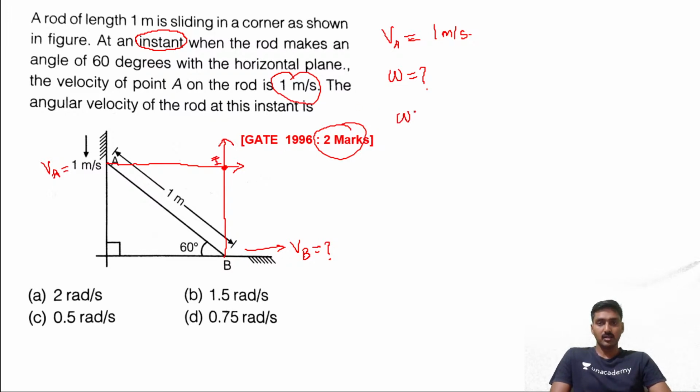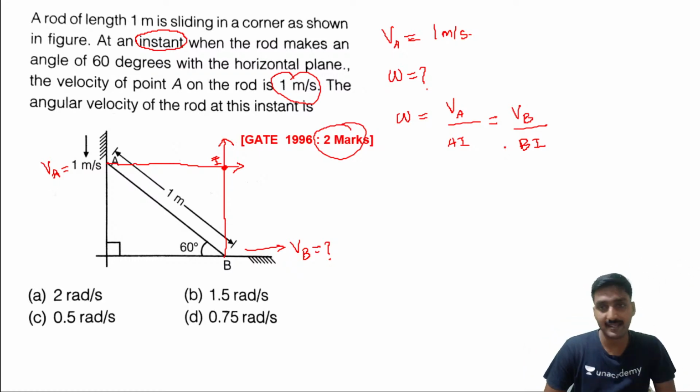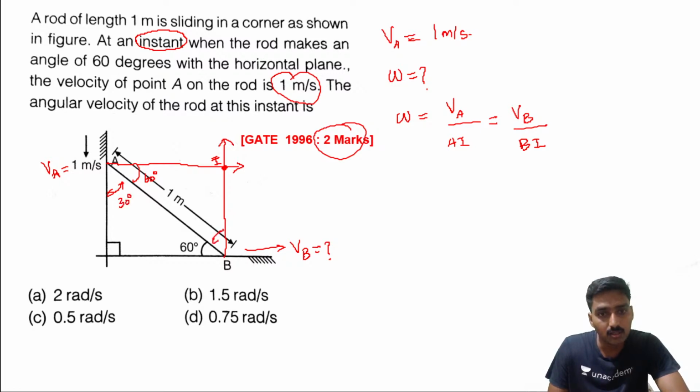Now the omega, it's constant. Omega is velocity VA divided by the instantaneous center distance AI, which is equal to VB divided by BI. What we need to calculate is only the angular velocity omega. Velocity VA we are aware of. So we need to calculate AI. If this is 60, here also 60 degrees, and here 90, it's 30 degrees.